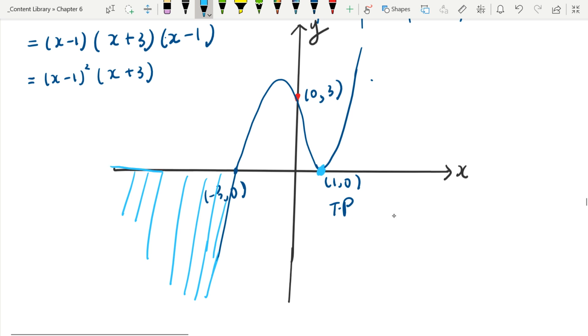So it's all the values here, including the negative 3. But you also need to get the 1 included as well, because that gives you 0. So less than or equal to 0. So therefore, x belongs to negative infinity to negative 3 inclusive, union 1.